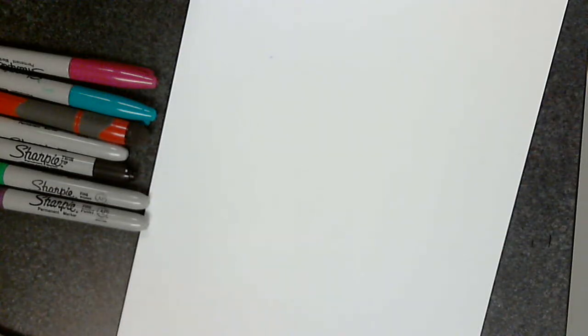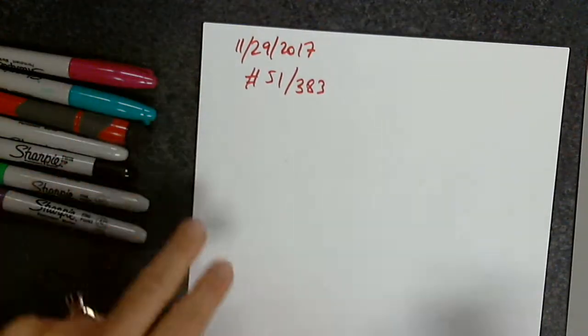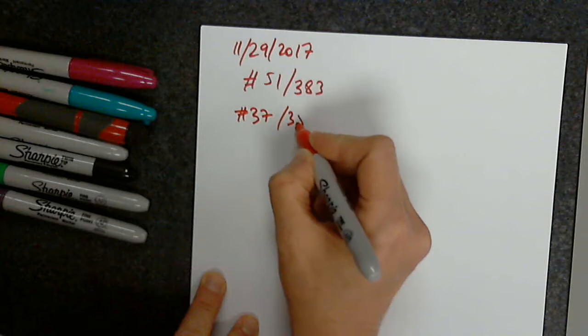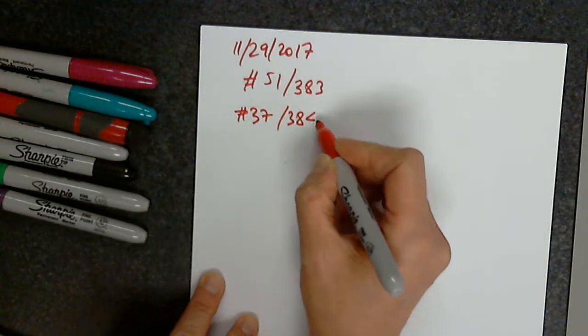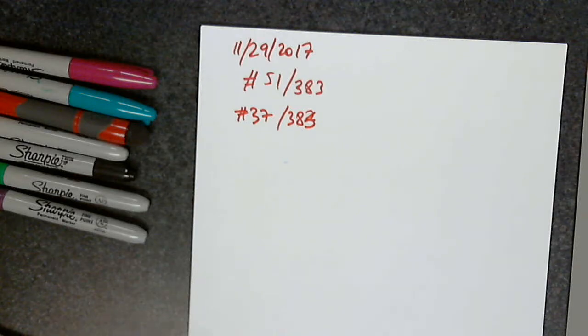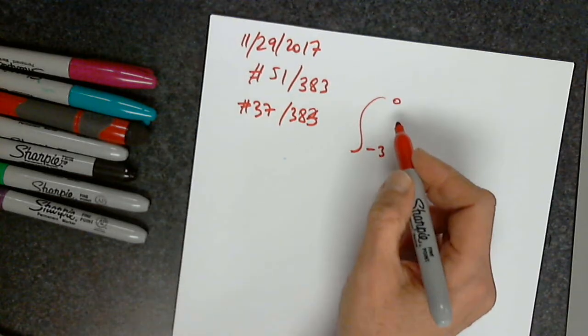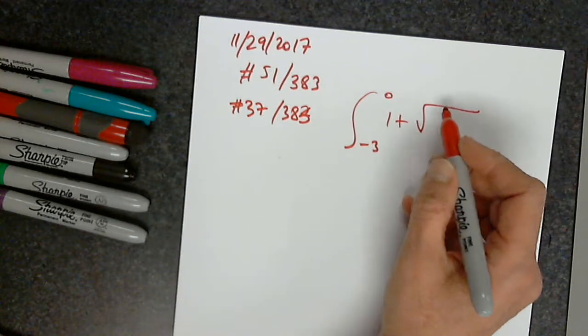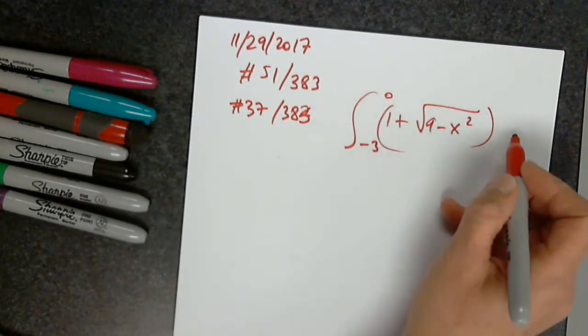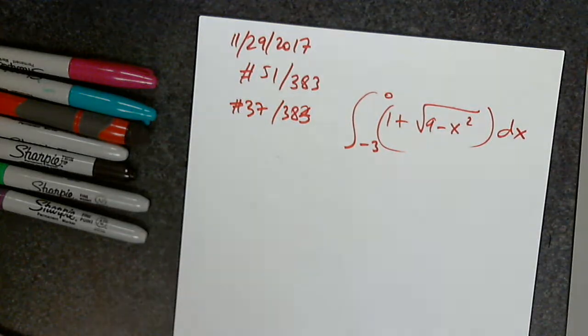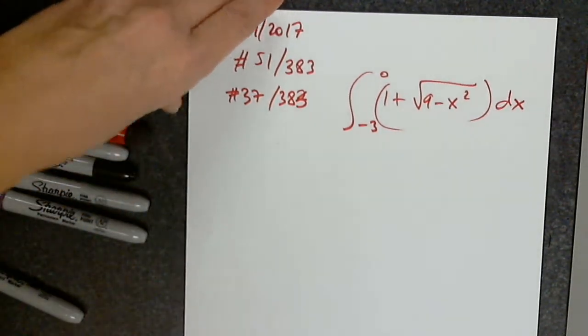Good question. Anything else? Look at 37. Same page, 37. Let's take a look at 37. Evaluate the integral by interpreting it in terms of areas. Okay, good. Same page, 383. So we have the integral from -3 to 0 of 1 plus the square root of 9 minus x squared dx. Very good.